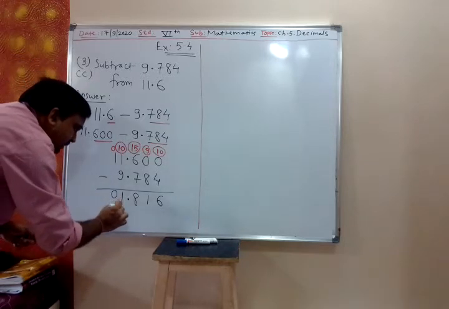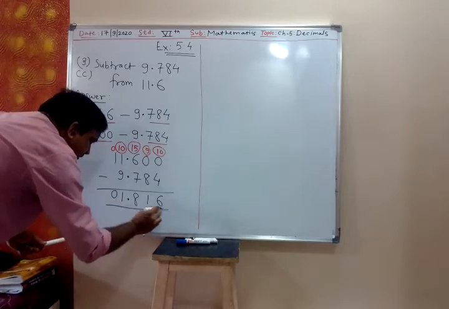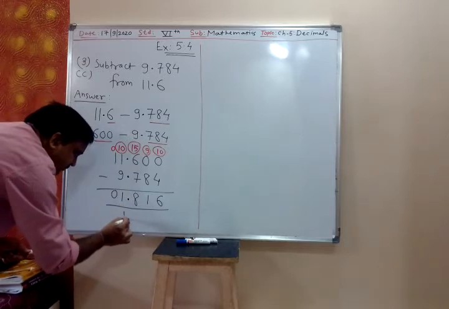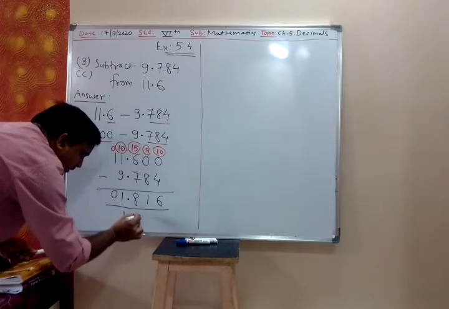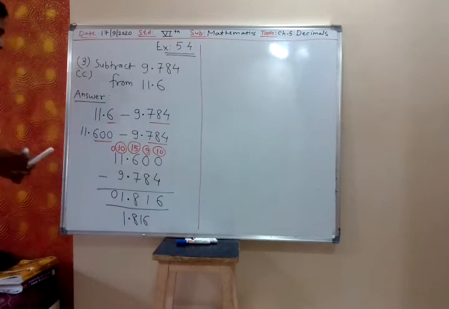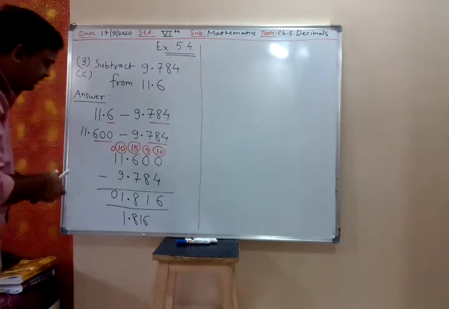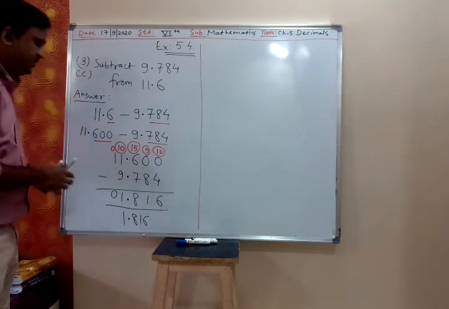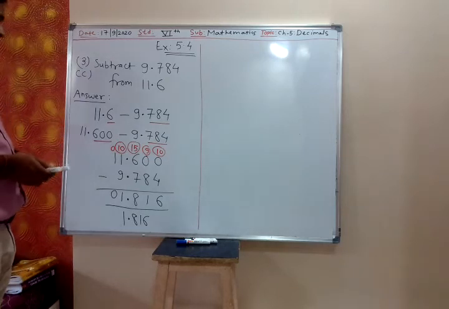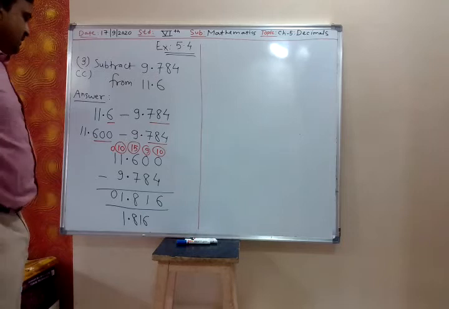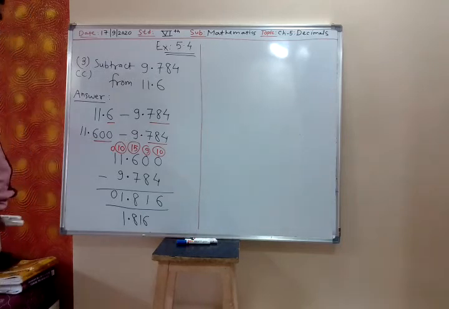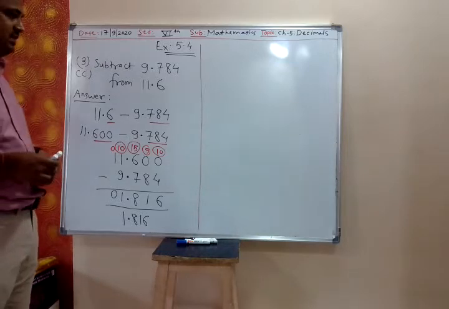So 0, 1 is the same as 1. So 1.816. Is it clear? Yes. So the answer is 1.816.